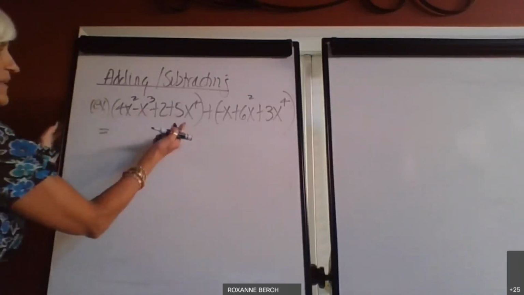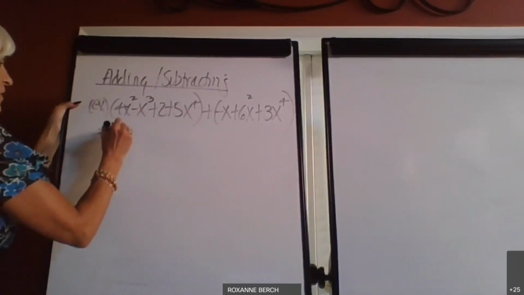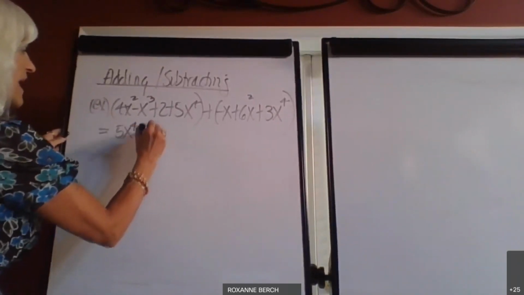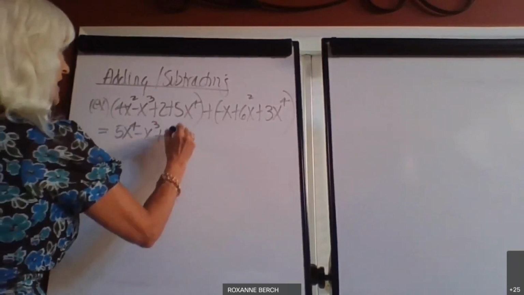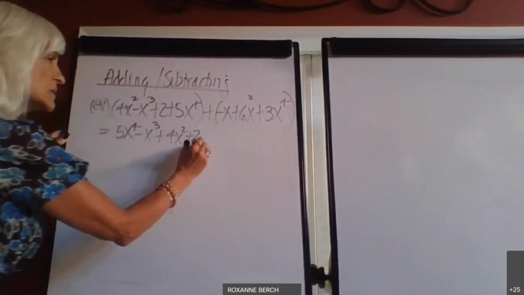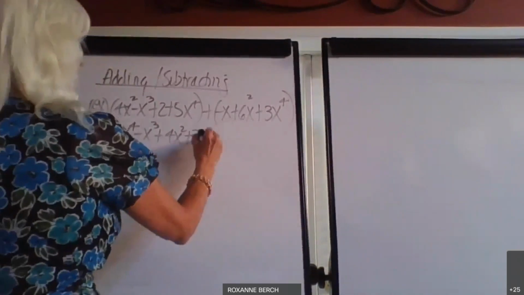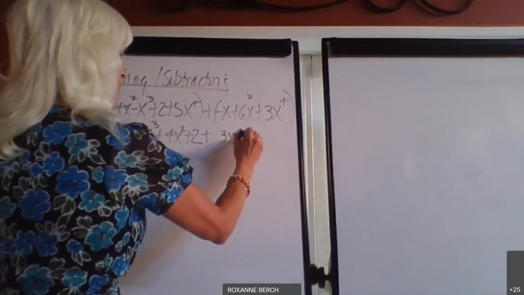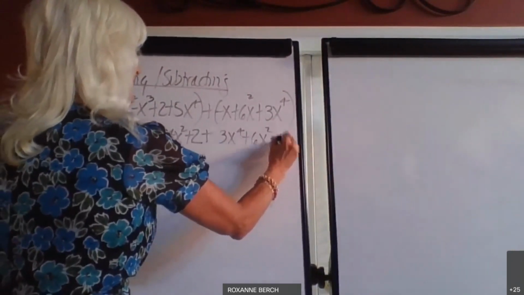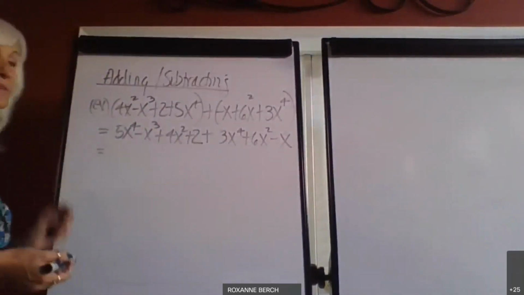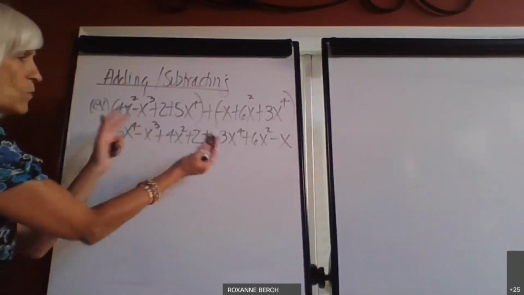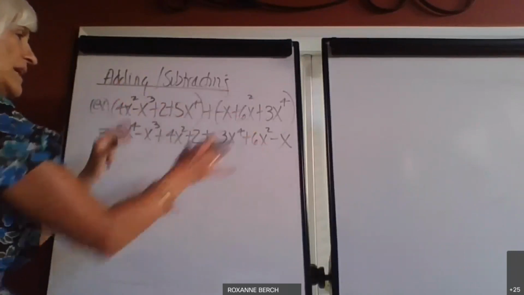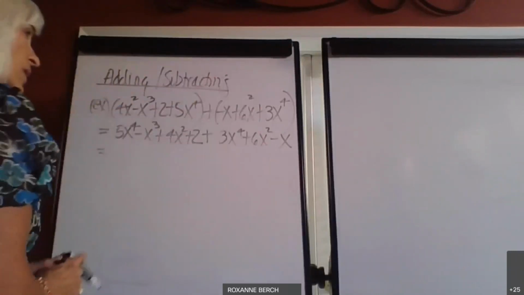So let's just do that. Let's put these in standard form. So this would be 5x to the 4th minus x cubed plus 4x squared plus 2 plus, and I don't think we need these parentheses anymore, 3x to the 4th plus 6x squared minus x. And we're just going to put the like terms together. Now, the reason why I did this is so you could see the terms more clearly, because it is a little confusing with them all.